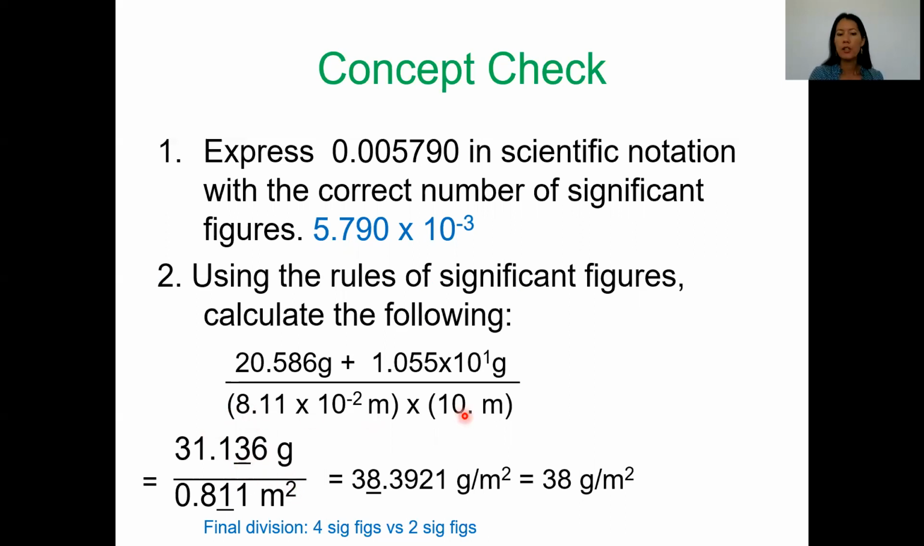When you do the multiplication in the denominator, you're limited by 2 sig figs here with the 10 point. So your answer is 0.811 out to 2 sig figs. So now you're done tracking those first 2 operations. Now you're ready for your final division. Don't think about anything but this new final operation. It's a division, so you have to go by sig figs. Now re-look at this number. This has 4 sig figs. This number has 2, so you're limited by 2 sig figs. Your answer ends up being 38 grams per meter squared.